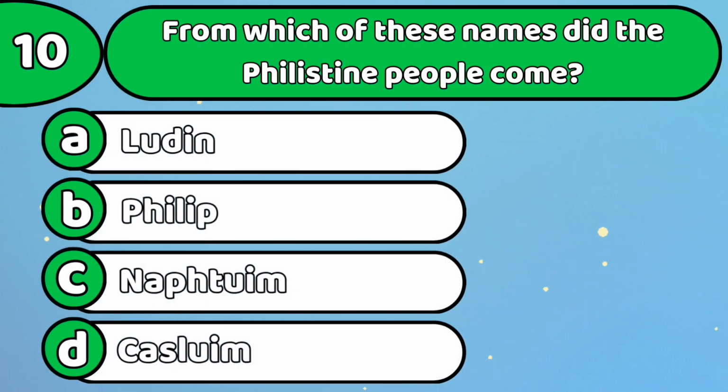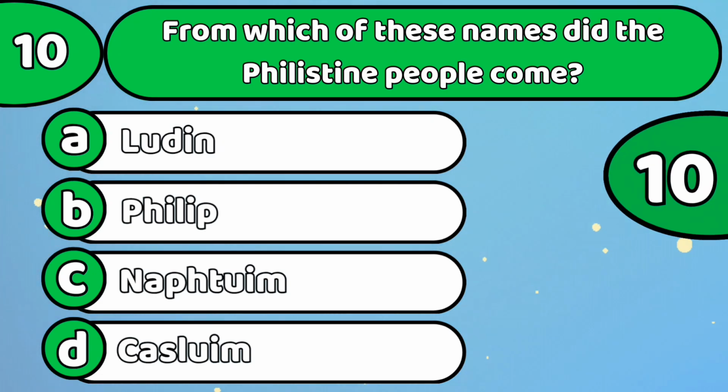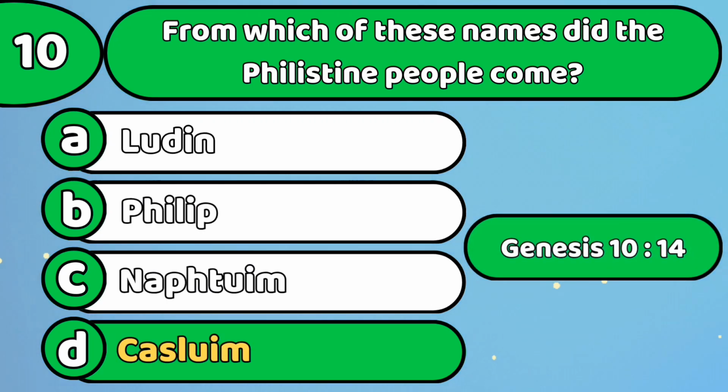Question 10. From which of these names did the Philistine people come? A. Ludin, B. Philip, C. Naphtuim, or D. Caslim? Time to think. Reference: Genesis chapter 10, verse 14.